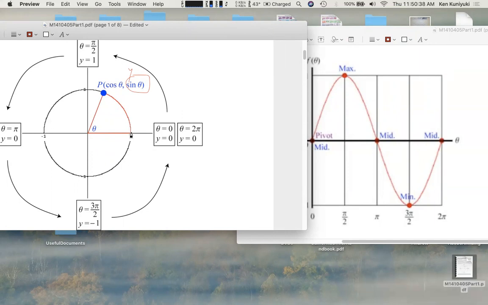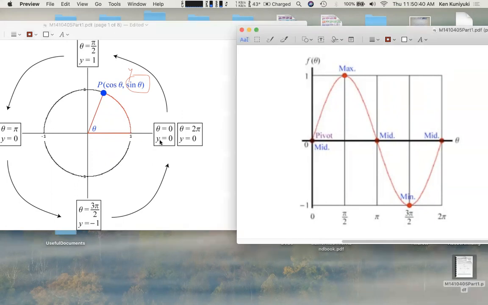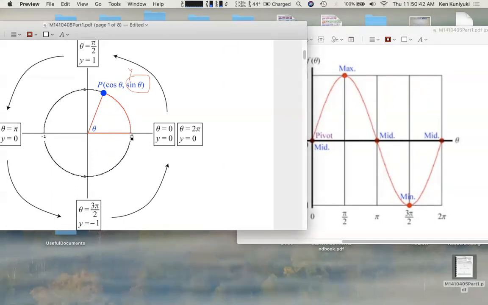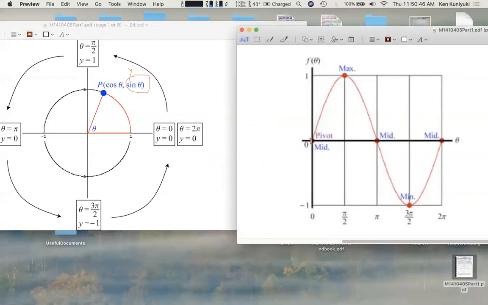When theta is 0, theta is like x here on this graph. When theta is 0, y, or the sine value, is 0. So when theta is 0, y is 0, so (0, 0) is on the graph. The origin, the pivotal point, is on the graph, the red graph here.